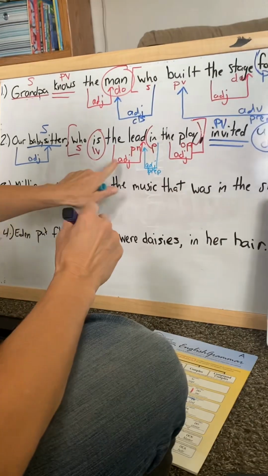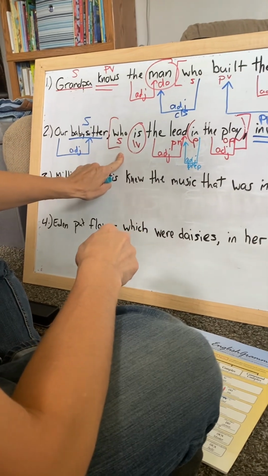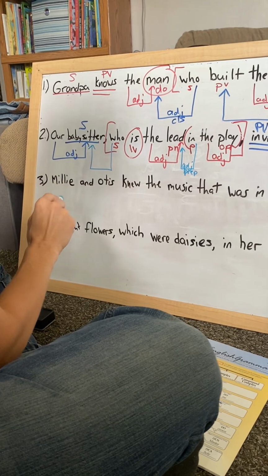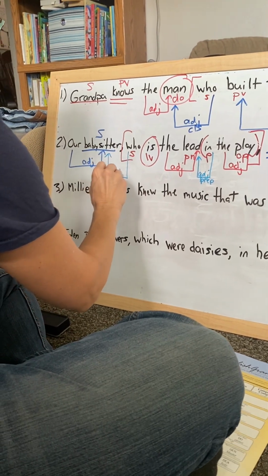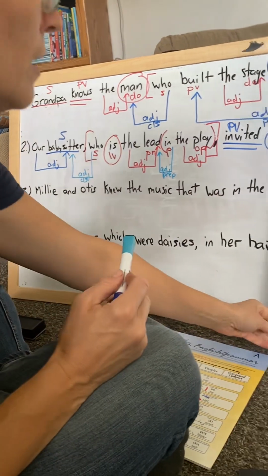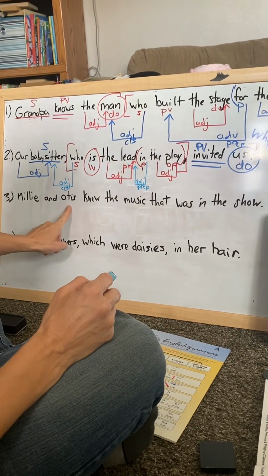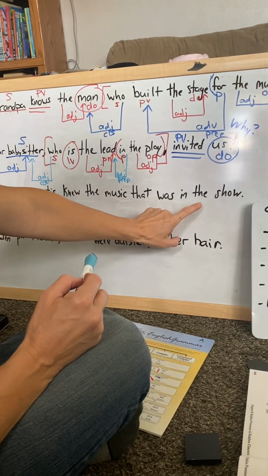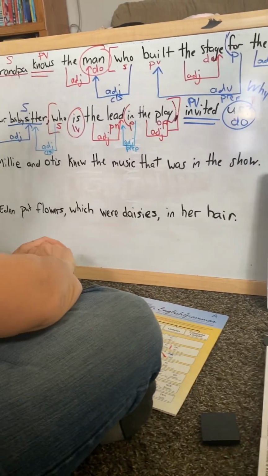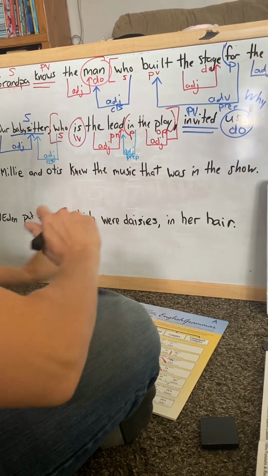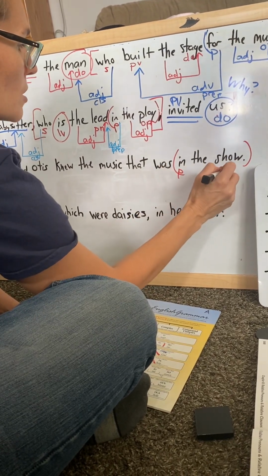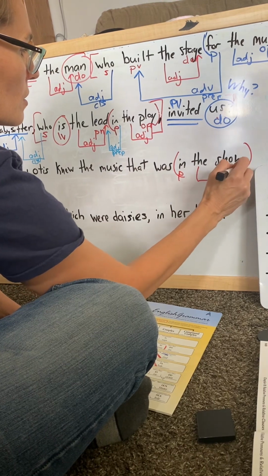Okay? And then who is in the lead is telling us more about the babysitter. So it is an adjectival clause. Got it? All right, our next sentence. Millie and Otis knew the music that was in the show. Phrases. Any prepositional phrases? I see one. What is it? In the show. Preposition, object of the preposition, adjective.